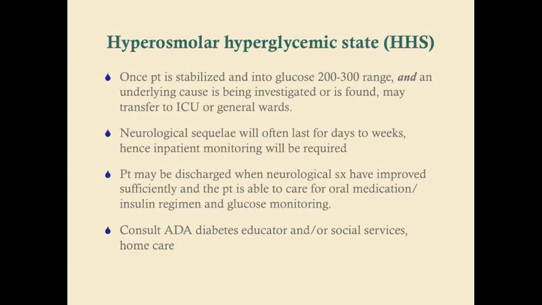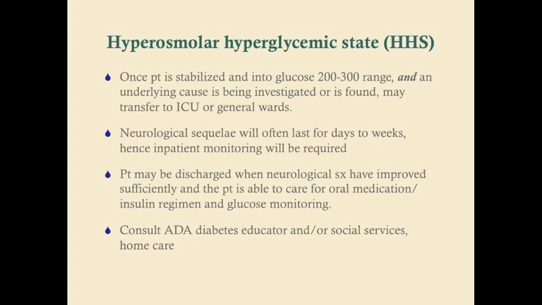You'll want to start potassium chloride, 10 milliequivalents per liter in their IV, once it hits 5 milliequivalents. As far as disposition, once the patient is stabilized and they're in the 200 to 300 glucose range, and an underlying cause is being investigated, you should transfer them to the ICU or to the general wards. Generally, if they need a secure airway, you're going to be transferring them to the ICU. Otherwise, the general wards or an intermediate ward would be fine.